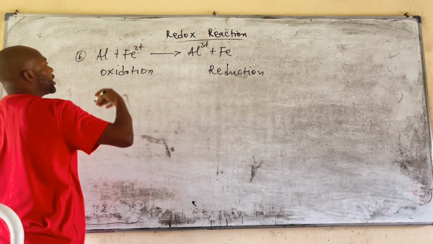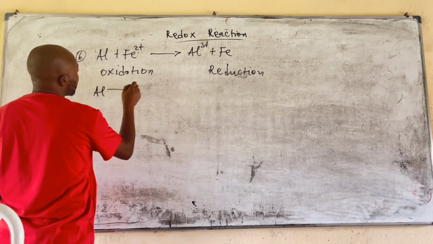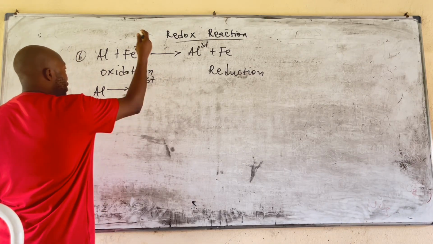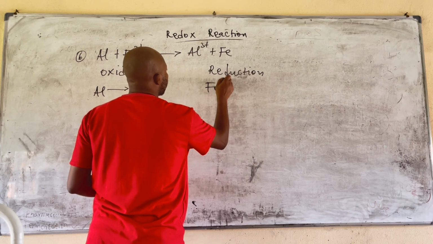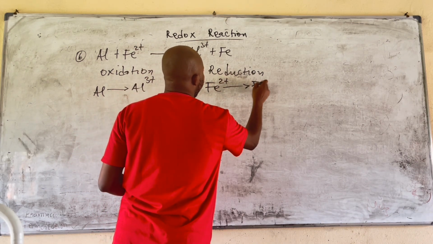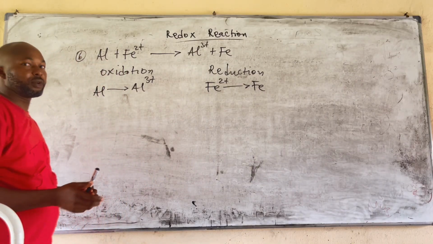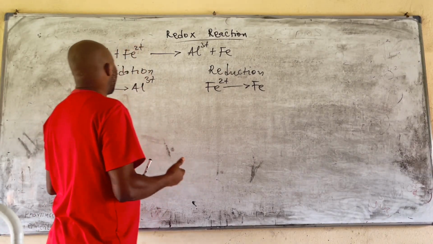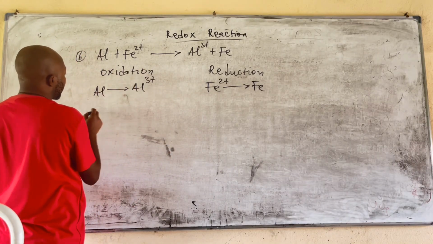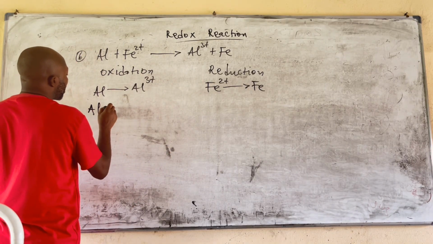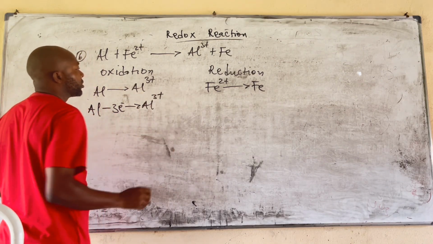Now, oxidation is the increase in the oxidation number. So aluminum is 0 here, increases to aluminum 3 plus, that's oxidation. While reduction is a decrease in the oxidation number, which is iron 2 plus decreases to iron 0. So that is the rule. It is beautiful. So the next thing is, what is oxidation? Loss of electron. How many electrons? 3, from 0 to 3. So aluminum lost 3 electrons to give us aluminum 3 plus.